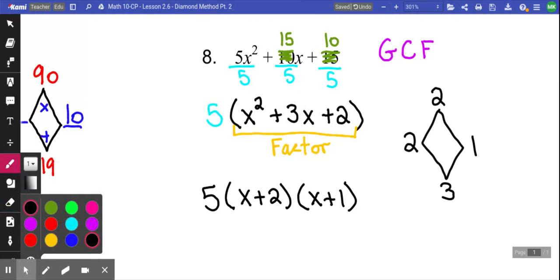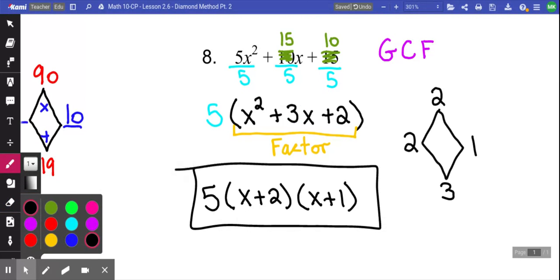You are now, hopefully, a Diamond Method pro. All right, make sure you do your practice. Next week we have one more type of factoring, and then we are done the unit, and we'll have a little bit of study time before our test on Friday.